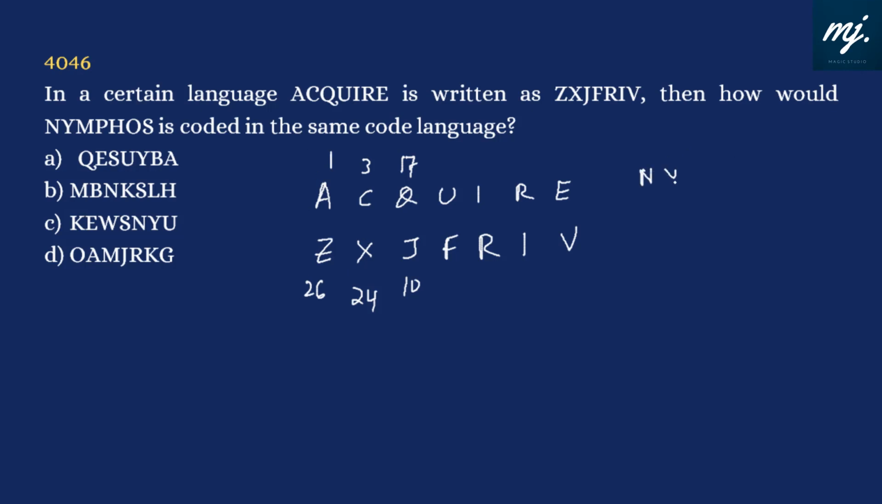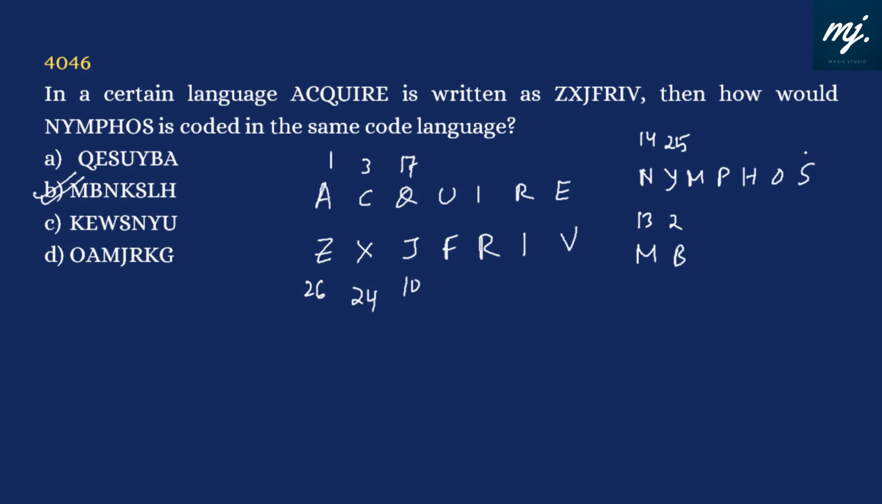So N, Y, M, P, H, O, S. N is 14, so 27 minus 14 is 13, which should be M. And bingo, B should be the option. Let's check with Y. Y is 25th, so we should have the second one, and the second one is B.